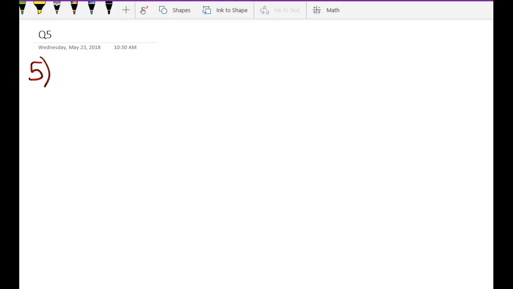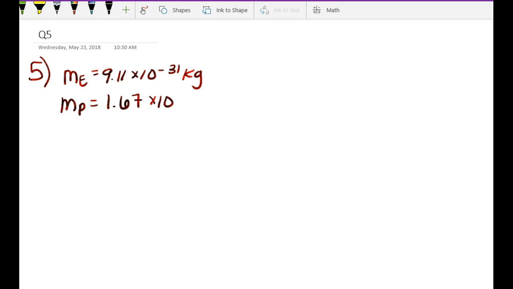Alright, question number 5. Question 5 is talking about gravitational force. There's only one equation for gravitational force, which we'll get to in a second. The first thing is to fill out all the variables. You're trying to find the gravitational force between an electron and a proton, so you find the mass of the electron and the mass of the proton, which is given to you in the problem, and you can plug that in.